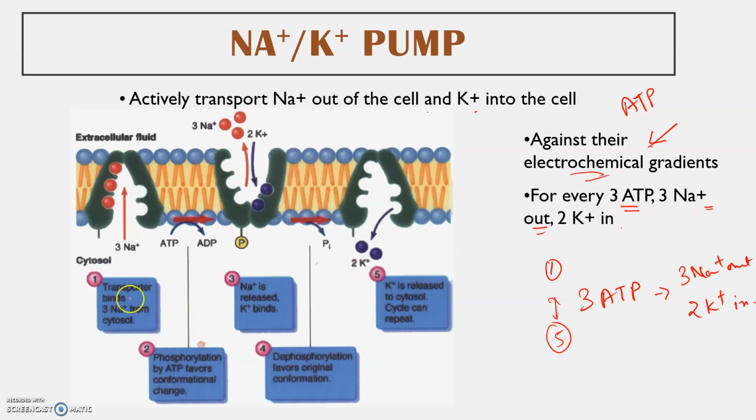Correct? So as you see here, in the first step it binds to 3 sodium ion from cytosol. In the previous case we were looking at an axon, which is a part of a neuron or nerve cell, right? So in this case we are seeing cytosol, it is the inside of the cell. So it binds to 3 sodium ion. There is phosphorylation, which favors conformational change. There is the change in conformation. Now sodium is released, potassium binds. As soon as potassium binds, the phosphate is released, dephosphorylation occurs, and it reaches its original conformation.